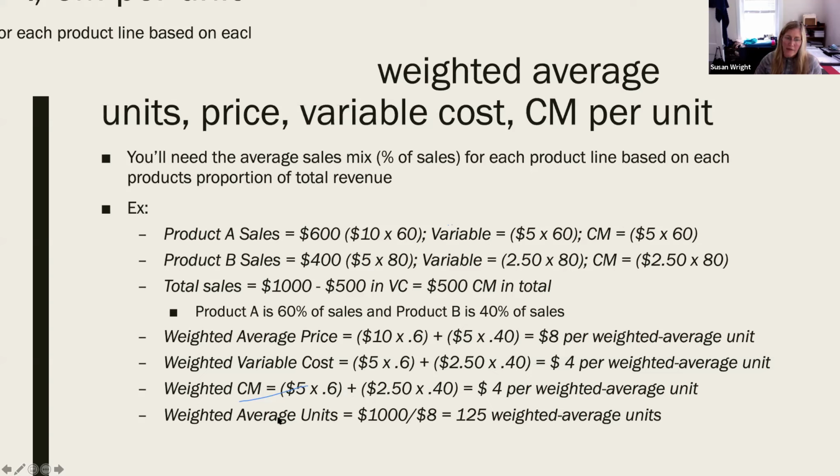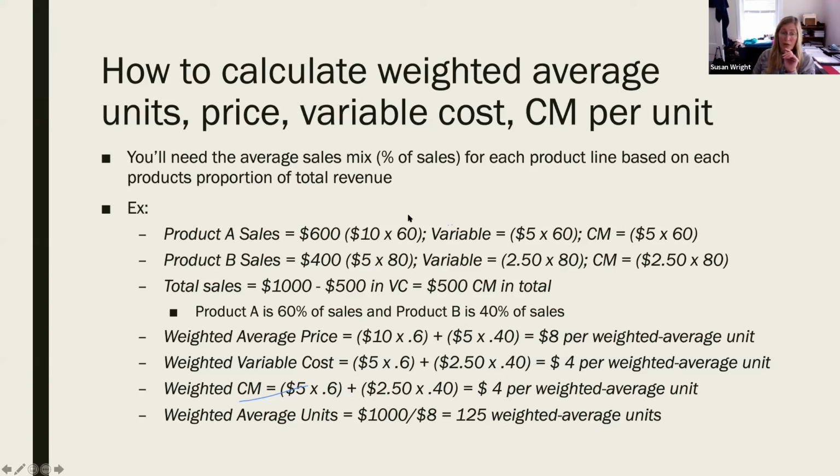And then your weighted average units would be 1,000 in sales divided by $8 is 125 weighted average units. So you can use those weights to give you the weighted average units. Okay, so remember our units here were 140, but you got to weight them based on the percentages. So it gives you 125.